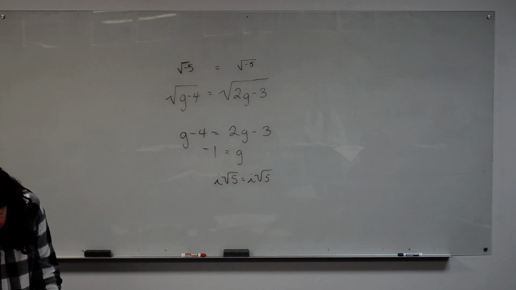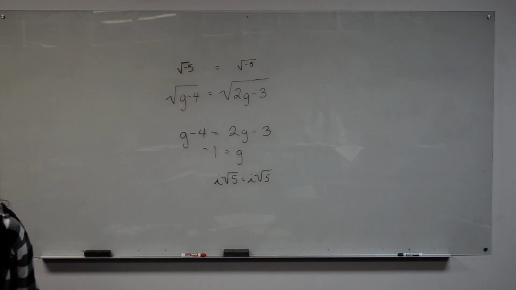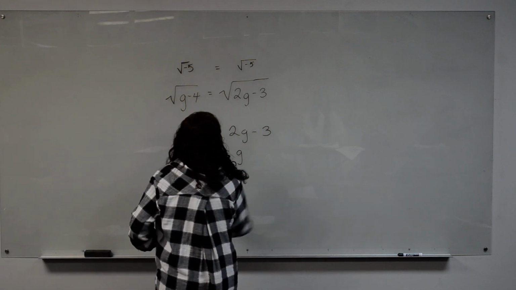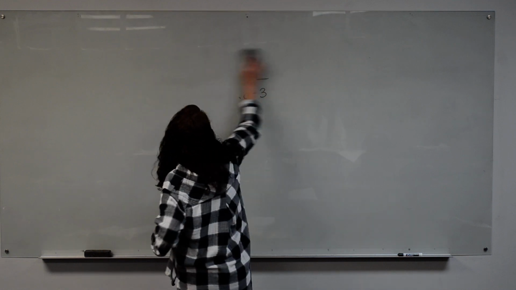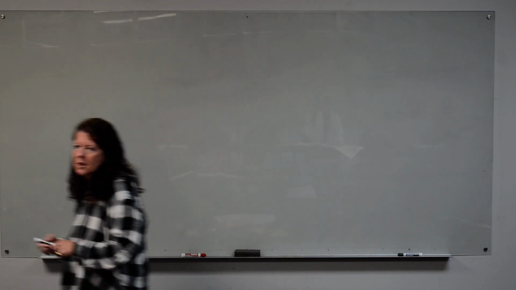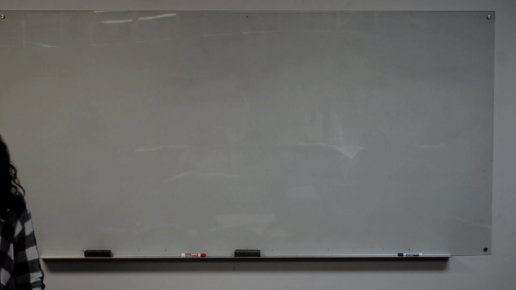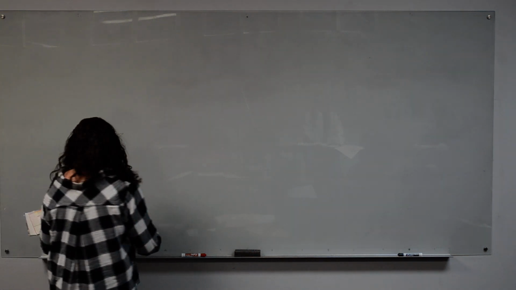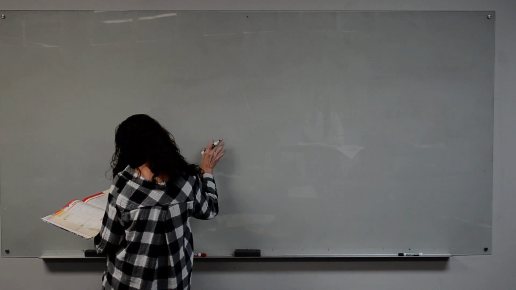Okay, I'm going to give you one of these to do. Now remember, if you've got a square root and a number, you can move the number to the other side to get rid of everything but the square root. So in other words, let me do one of these.